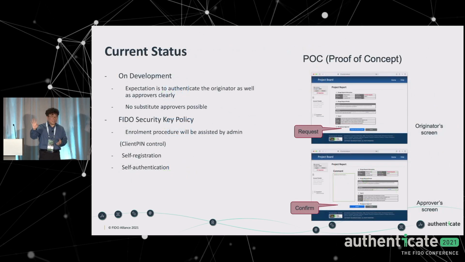At the top right here is the POC, proof of concept. You just type in your request and your plan and all that kind of stuff, and then request. Then there's FIDO authentication, and that's it. From the approver's point of view, at the bottom you have the business proposal, and you can comment on it. You can either reject or accept. When you accept, you just do FIDO authentication, and that's it. So easy to use, right?